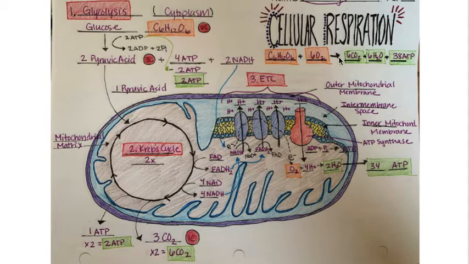So these orange boxes you'll see on my diagram refer to the reactants. So we're going to trace where the major reactants are happening as we move through the process of cellular respiration, right? Where do they come into play? And then where do we make these products? And we're going to draw our products in green.